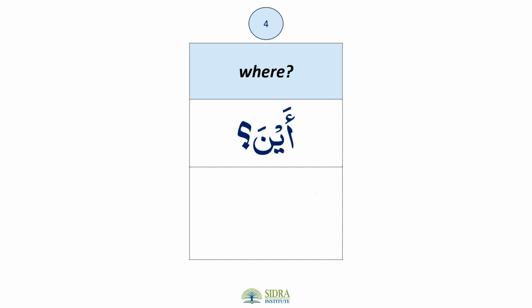Next we have أين. Repeat. أين. And it means where. For example, أين القلم? Where is the pen?